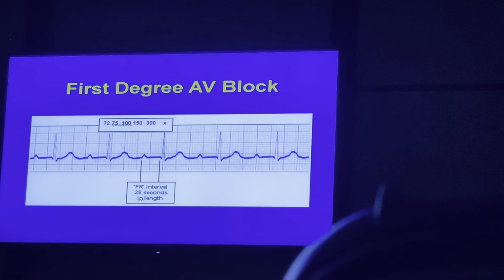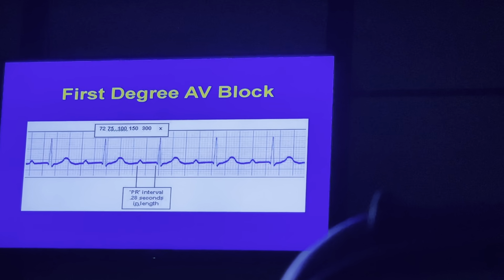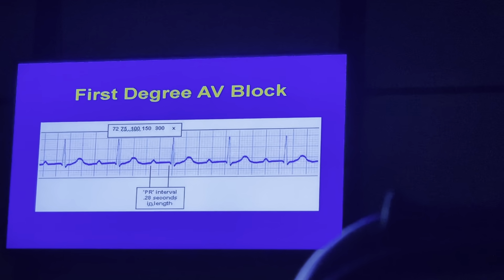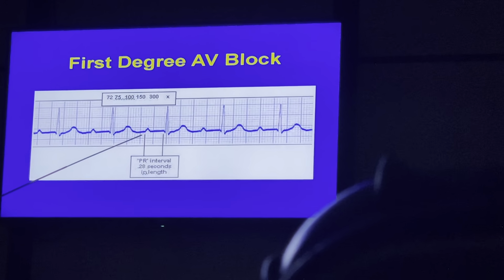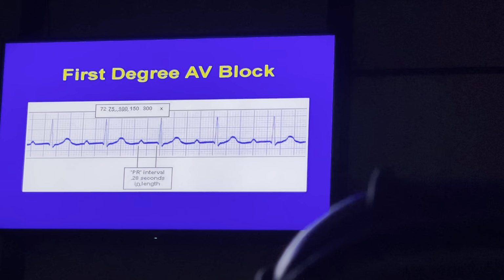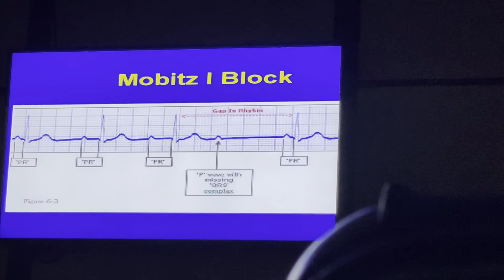The second thing which can occur with PR interval is prolongation of PR interval. This occurs due to the abnormally long delay in AV node. So normal PR interval is 3 to 5 small squares. So when it is more than 5 small squares, we call it PR prolongation or the first degree AV block.